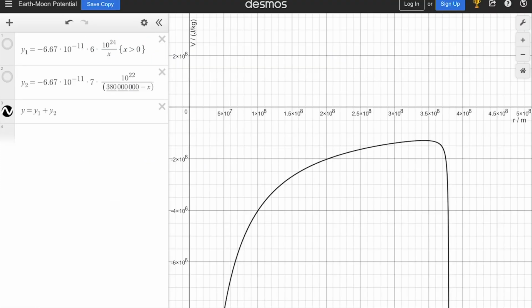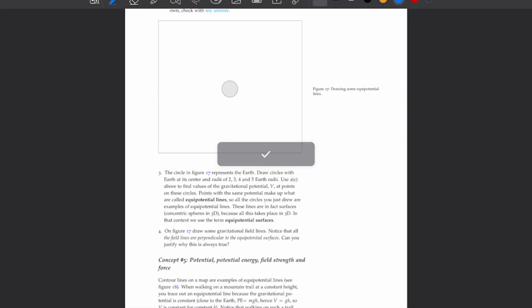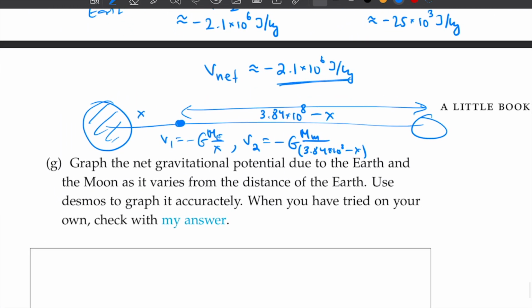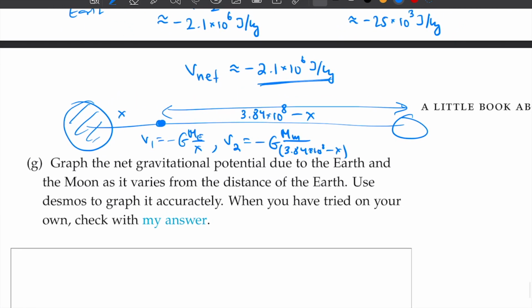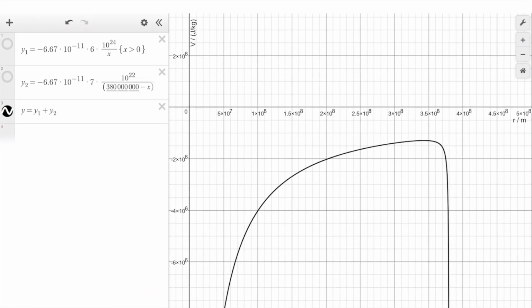Here you can see I've graphed the net gravitational potential due to the Earth and the moon. I used those functions that I wrote down. If I'm a distance x away from Earth, there's a potential minus G mass of Earth over x. And at that point, I am 3.84 times 10 to the 8 minus x away from the moon, so there's a potential at that point due to the moon. If I just add those two together, I get this.